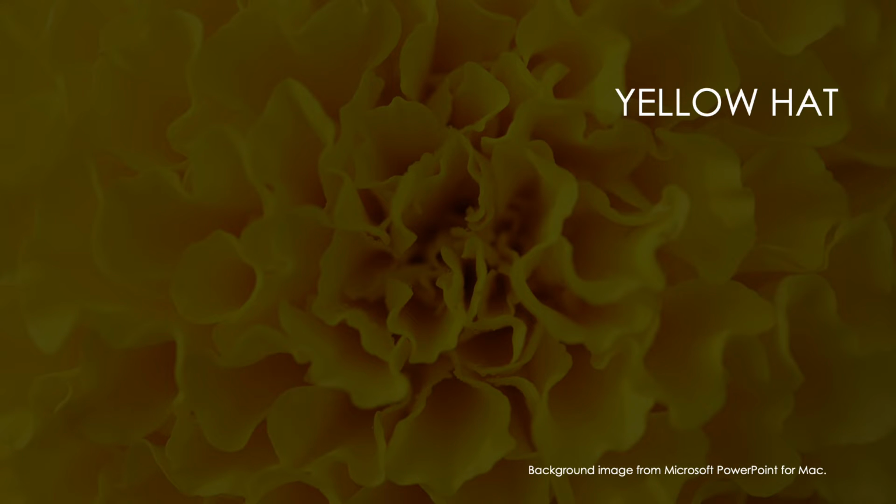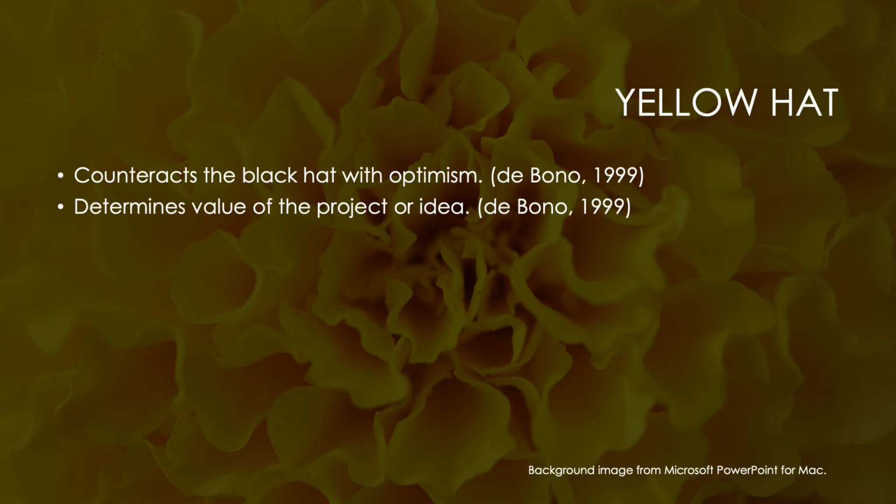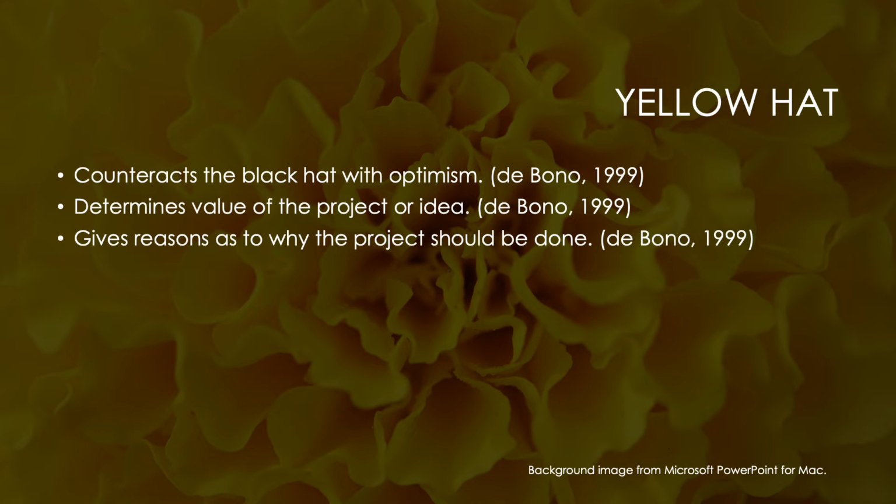But with pessimism must come optimism, which is your yellow hat. This counteracts the black hat with optimism. It determines the value of the project idea. Now, this is a very important point to realize, because why are we doing this project aside from the fact this is what our customer wants or someone higher up has given this to us? We need to see value in order to put forth the work, the effort, and to take the risk to actually do this project. And this gives us reasons why the project should be done.